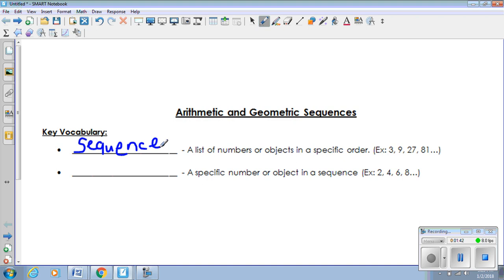The next item on your list says it's a specific number or object in a sequence. So, for example, it would be the number 2 or the number 8. Not the entire sequence, but a specific one in there. And what that is called is a term. So if it says, what are the next 3 terms in the sequence, or what would be the 8th term in the sequence, it wants to know what the next 3 numbers, or patterns, or objects are, or what the 8th term, or pattern, or object would be.